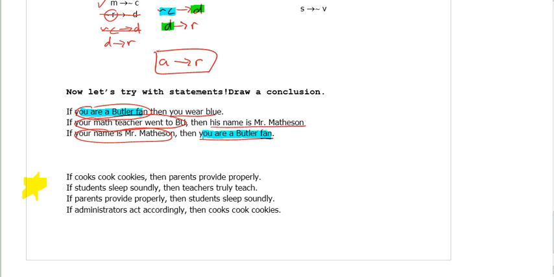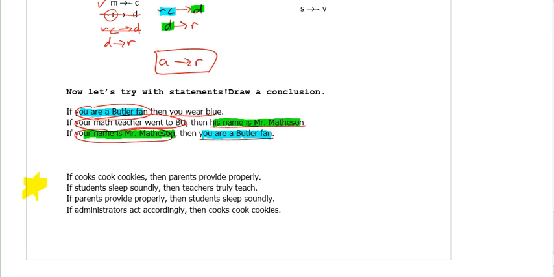Looking at the second one, you wear blue. Okay, I see it one time, I don't see it again. So I know that I'm going to be needing that at some point. If your math teacher went to BU, does that come up again? I don't see it. Okay, keep going. His name is Mr. Matheson. I see it here. I see it here. Okay, so we need to use the two pieces that I didn't highlight, that you wear blue, and if your math teacher went to BU, as our starting piece and our ending piece. Always start with the hypothesis.